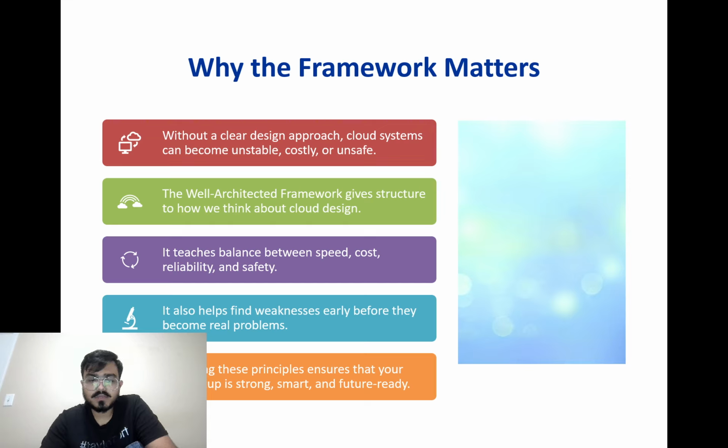So let's move to the next one. Many times beginners just start building things on the cloud without planning, but without proper design, systems can easily become slow, unsafe, and expensive. The Well-Architected Framework helps us plan and think before we build. It gives a balanced approach, focusing on performance, security, cost, and reliability together. This structure helps identify weak areas early so we can fix them before they become big issues. In short, the framework helps us make better decisions and manage cloud resources in a smarter way.